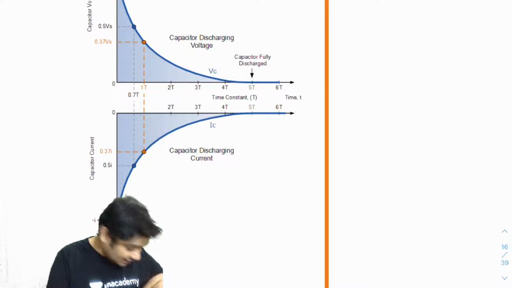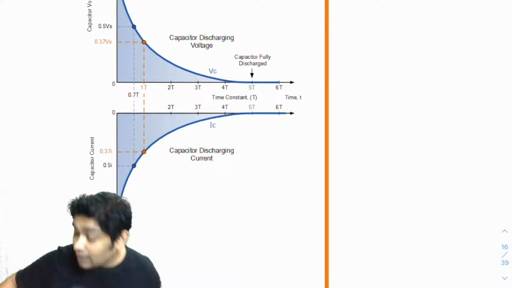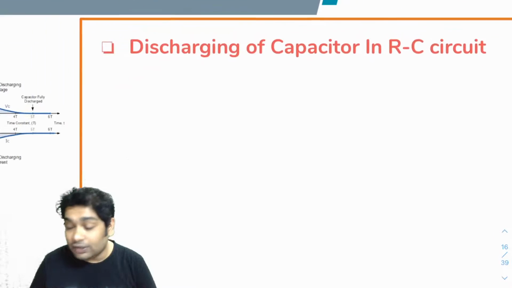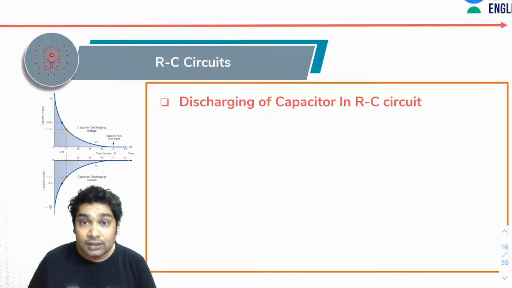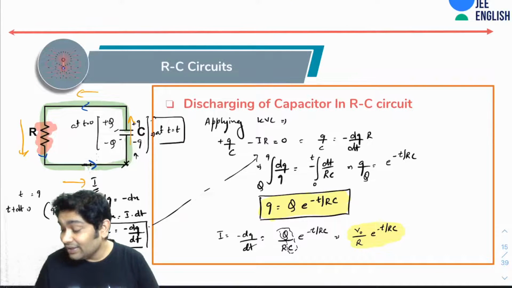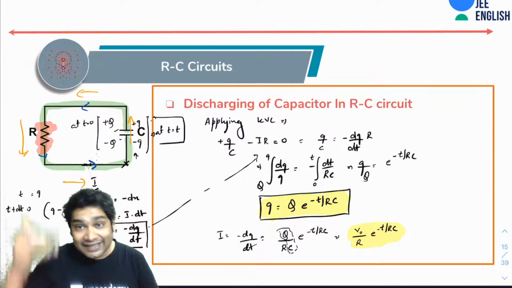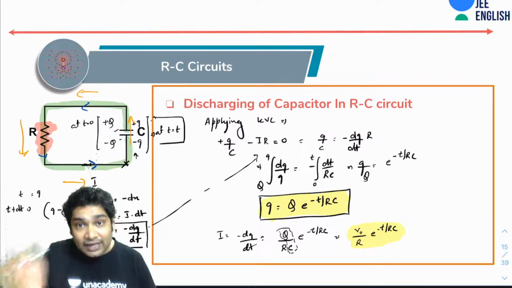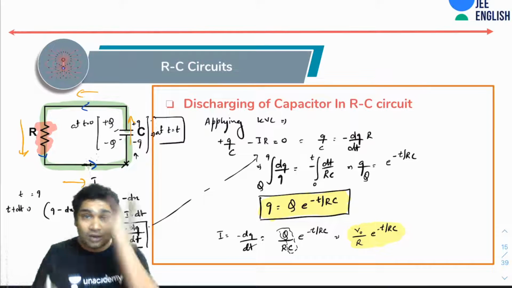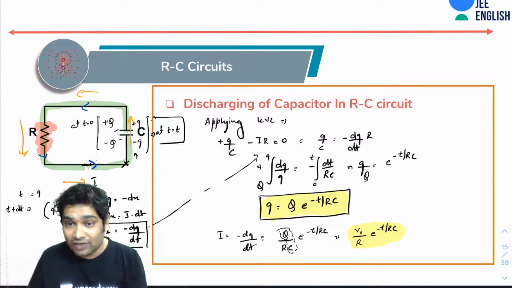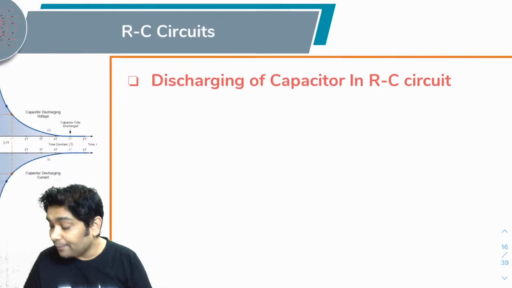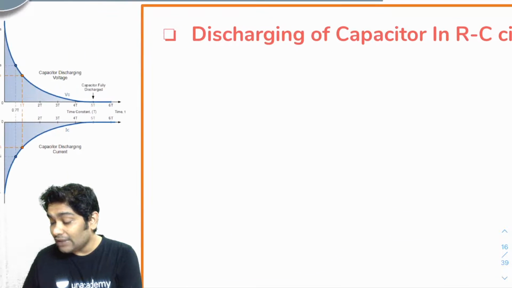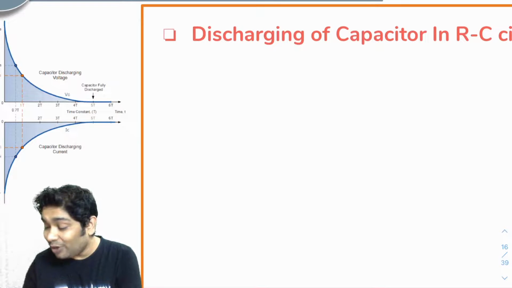So what we realize here is that I can again talk about the time constant. The time constant is again the time in which you realize the charge is getting reduced by 1 by e every time. After every time constant, I see that the charge has gotten reduced by 1 by e of its initial value.